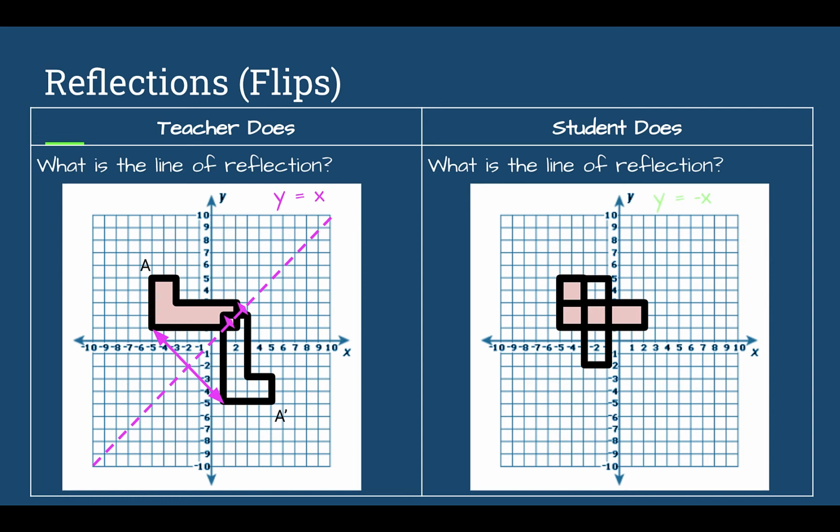Let's check. The line of reflection is y equals -x. It is being reflected across itself. It's kind of hard to see, but the line of reflection goes through right there.